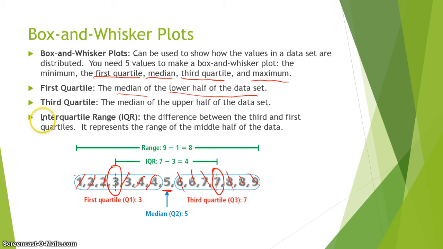Sometimes with box and whisker plots, they'll ask you for the interquartile range, which is the difference between the third and first quartiles. So you take your third quartile, here is 7, and subtract your first quartile from it, so 7 minus 3. Okay, 7 minus 3 is 4.